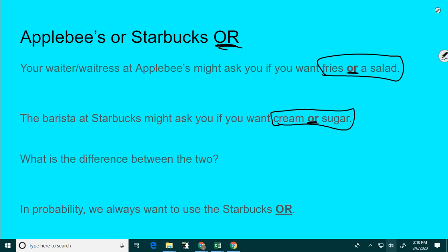Well, the Applebee's or: if I go in there and they say fries or a salad, and I try to get both, they're going to charge me. At Starbucks, it's assumed you could get cream, you could get sugar, or you could get both cream and sugar. So in probability, we want this one: this, or that, or both. That's what we're talking about when we talk about or in probability. So we want the Starbucks or.